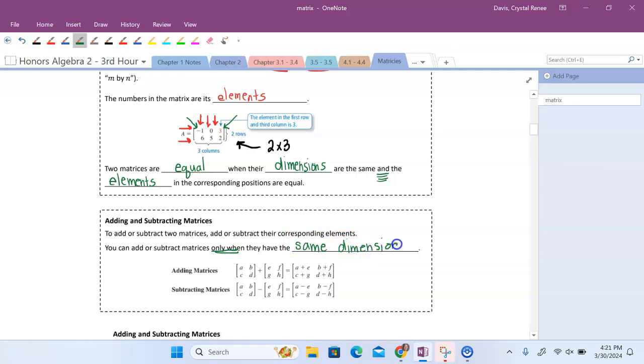So you could not subtract a 3 by 2 matrix minus a 2 by 3, or a 4 by 1 plus an 8 by 6. We can't do that. They have to have the same dimensions.